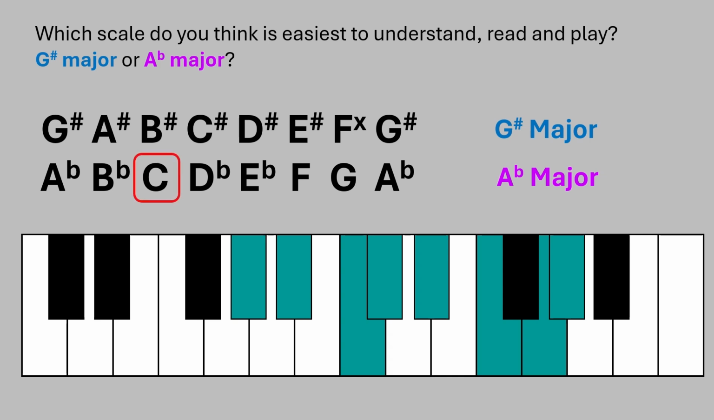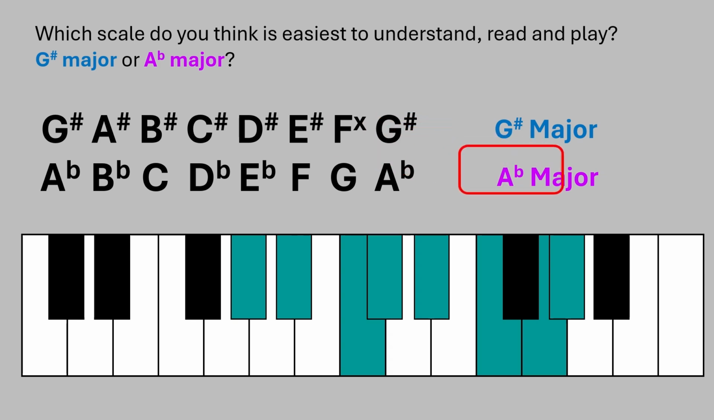But when we come to the third note, the scale of A flat major contains the note C, whereas the scale of G sharp major contains the note of B sharp. I think everyone would agree that the note of C is easier to locate and understand than the note B sharp. Notes 4 and 5 are as easy as each other to locate and play, but when we come to note 6, the scale of A flat major contains the note F, whereas the scale of G sharp major contains the note E sharp. Again, I think everyone would agree that the note of F is easier to locate and understand than the note E sharp. And when it comes to note 7, I think 100% of people would agree that the note of G is easier to locate and understand than the note of F double sharp.